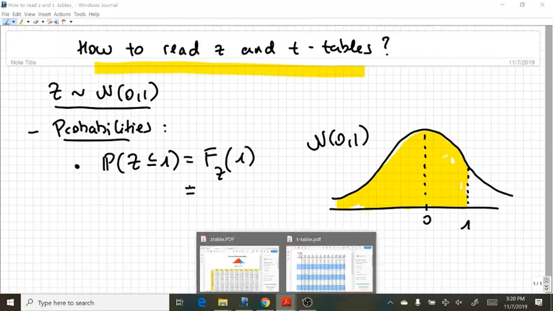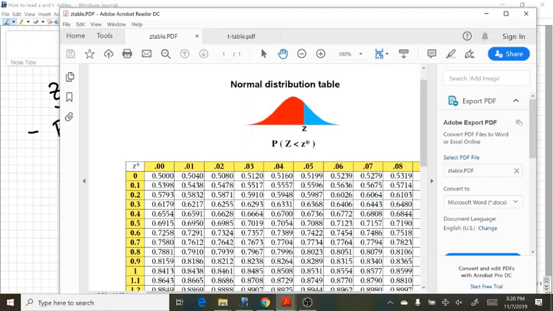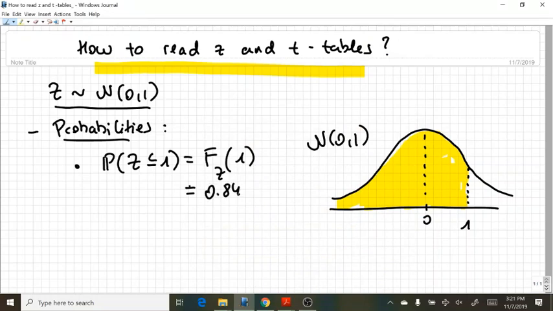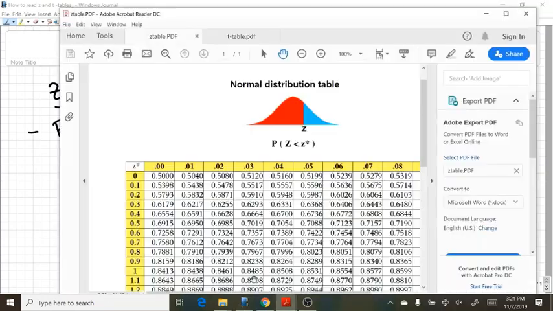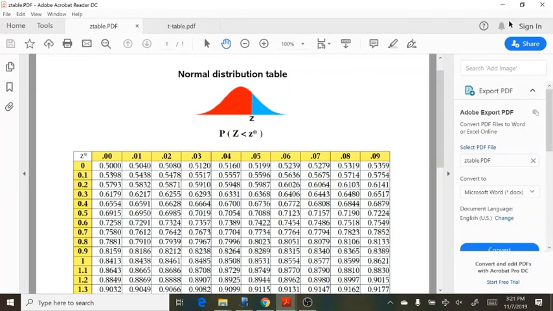So using the z-table, I look for 1. Here it is, 1 in the highlighted area. And this is my second decimal, which is also 0. So this is the number that I am looking for, 0.8413. Now, if you go back to the z-table, what I see is that I only have positive numbers. But that's enough for me.